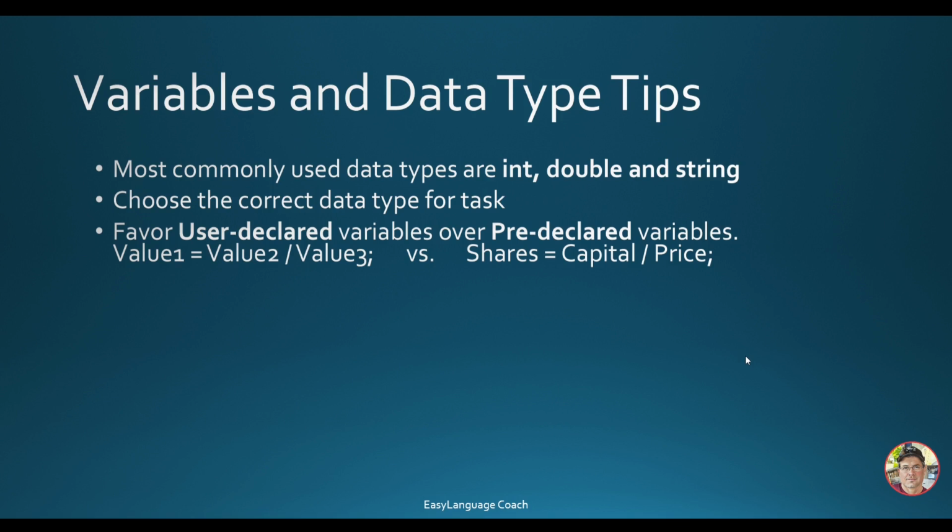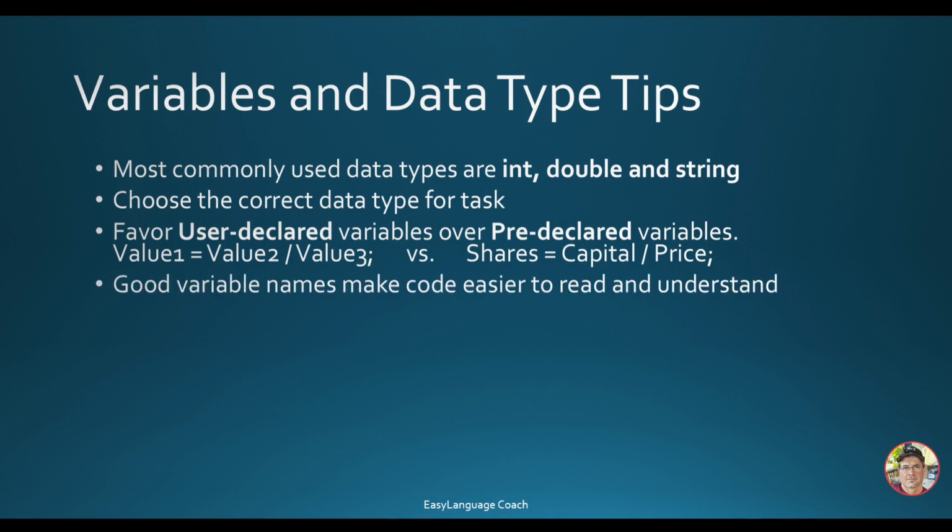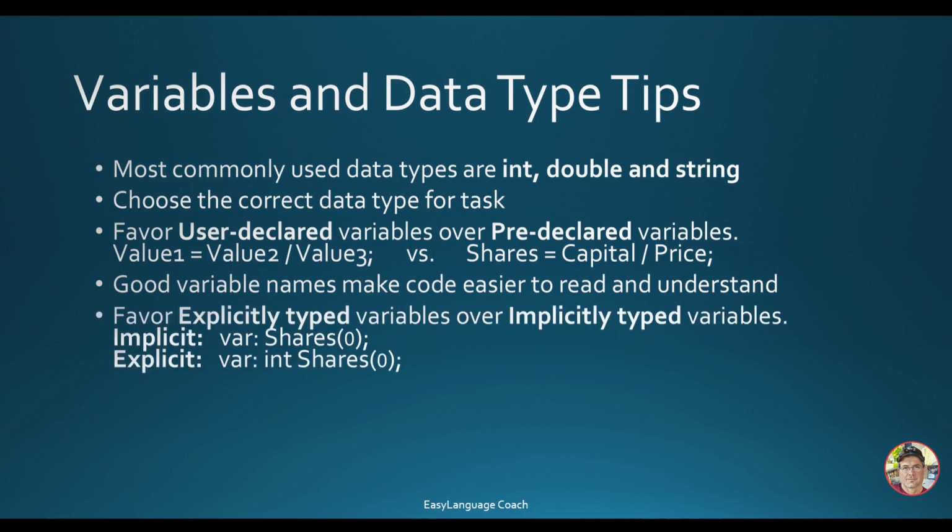Favor user-declared variables over pre-declared variables. If your code is full of these pre-declared variables like value 1, 2, and 3, you're going to be looking above for where you assigned a value to these, and then you're going to be looking below to see where you actually use this. And it's a lot of up and down through the code. It gets very tiresome. Here we're doing a position sizing calculation for a trade where we take the capital divided by the price and come up with the number of shares. Good variable names make code easier to read and understand.